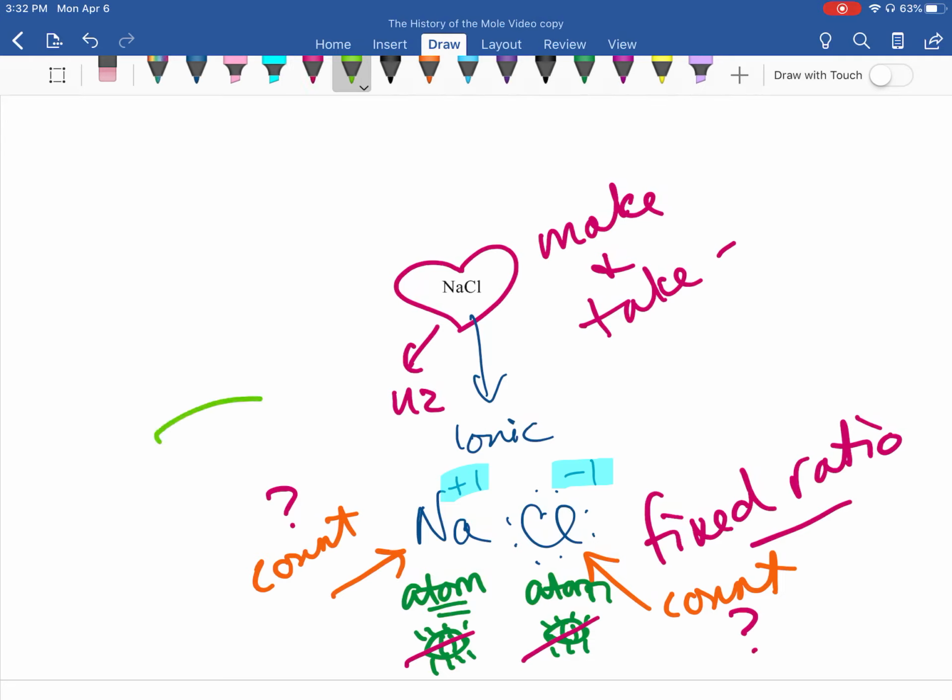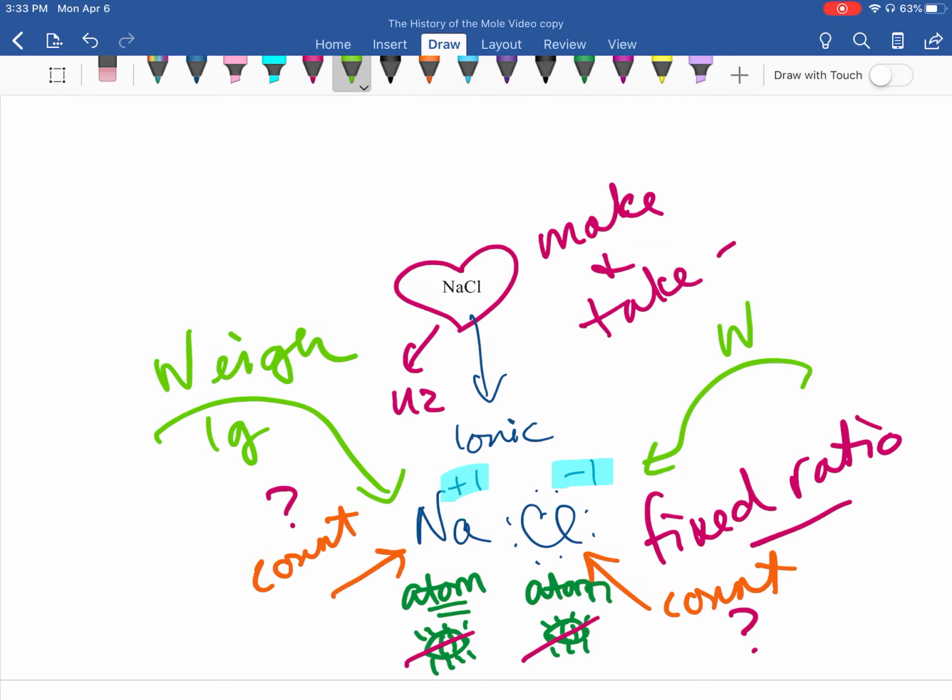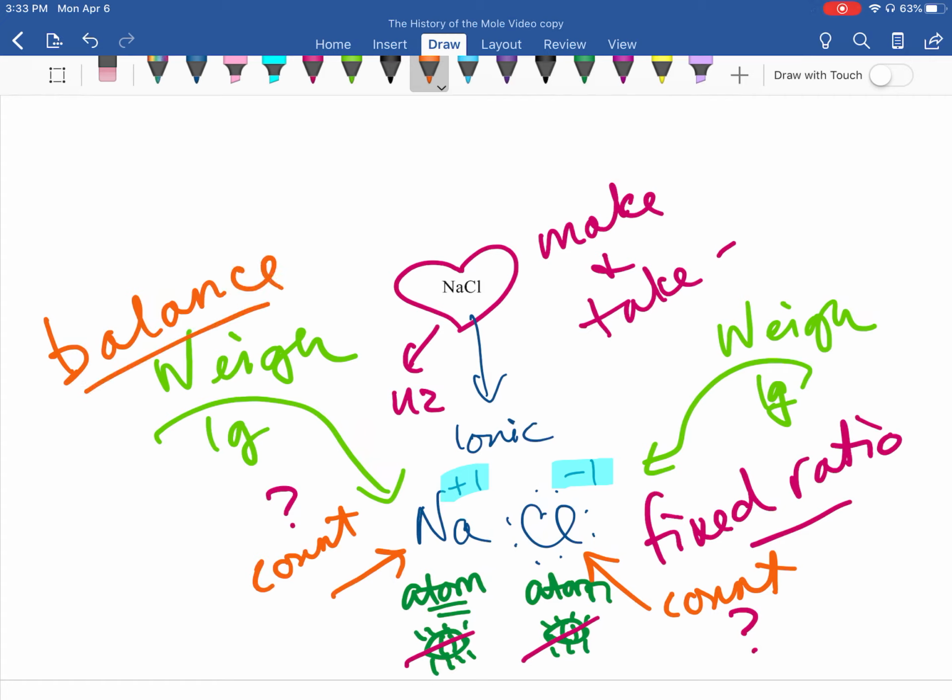Okay, well, wait, Dr. A, what's up? Why don't I just weigh out 1 gram of each of them? That would be awesome, right? Weighing is super easy in the lab. You can take a couple minutes, just go right in the lab, use that balance, done. 1 gram, 1 gram. Okay, that would totally work if they were the same thing, but they're not. Sodium is completely different than chlorine.